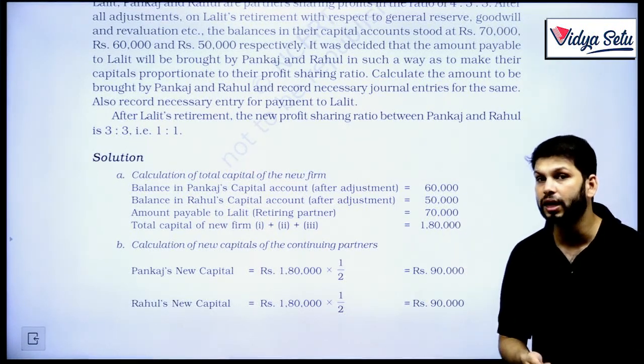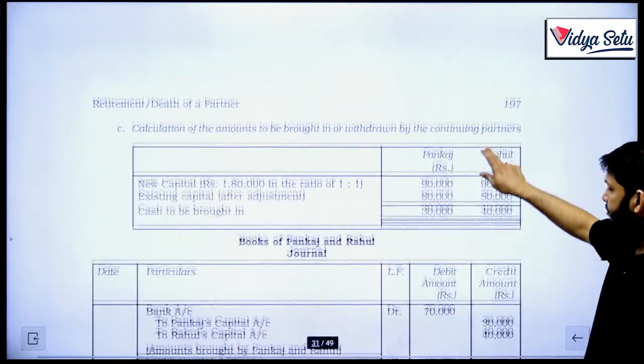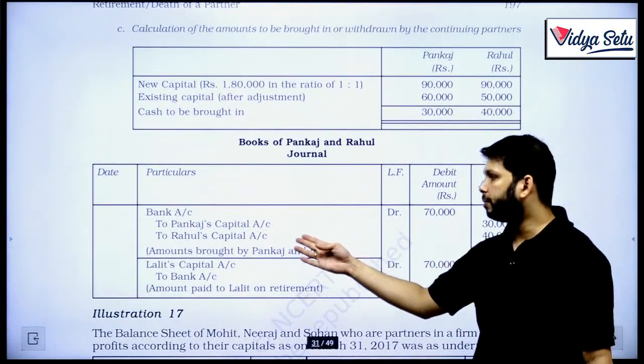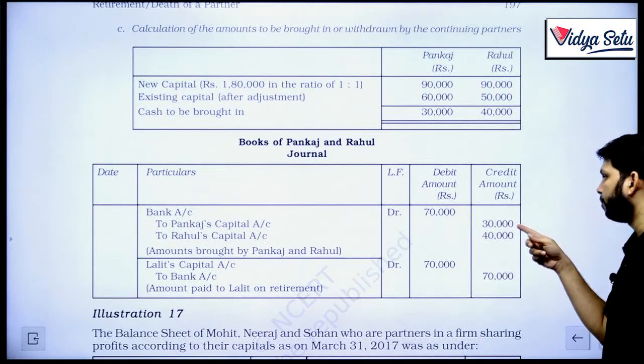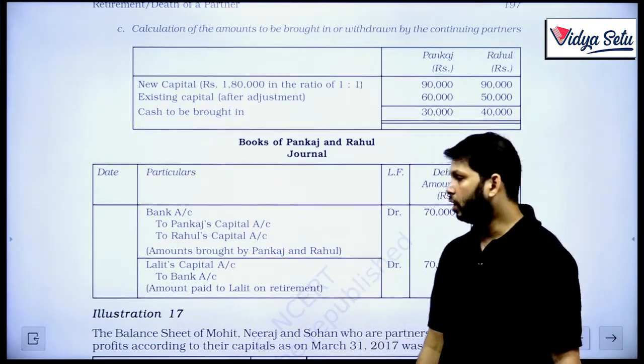So he's bringing 30, he's bringing 40. Okay, 70,000 is coming into the firm. Yes, 30 and 40. So, bank to Pankaj's capital and Rahul's capital, total 70,000 coming in, 30 and 40, and that 70,000 is being paid to Lalit.